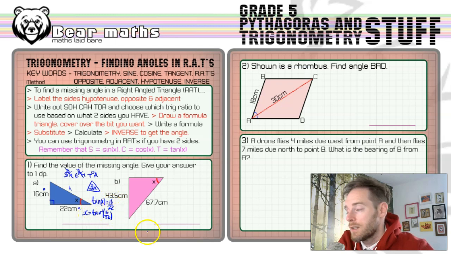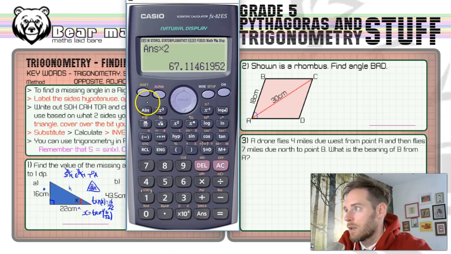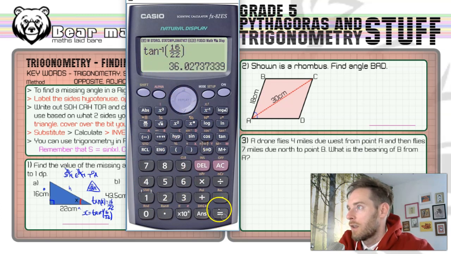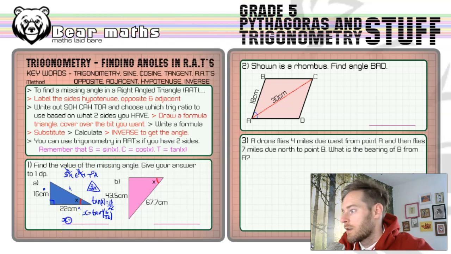And this is the only point you need to bring the calculator in for. So you press shift, tan, then you get tan to the minus 1. It opens up the bracket, you press the 16 and the 22 after pressing the fraction button, and then you close that. That's exactly what I've written down. That'll give me my answer to one decimal place, 36.0. So X equals 36 degrees.